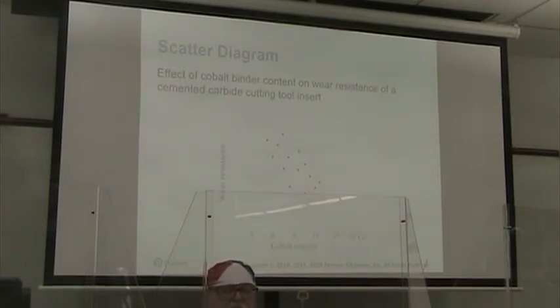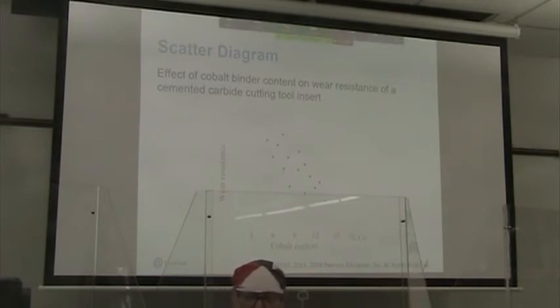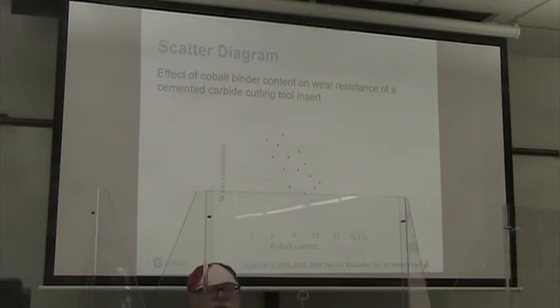All right, so here we see an xy where our x-axis is the percentage of cobalt, and our wear resistance is our y, and we see that at just the right amount of cobalt, we seem to have a higher wear resistance. But too much cobalt means not as much wear resistance.